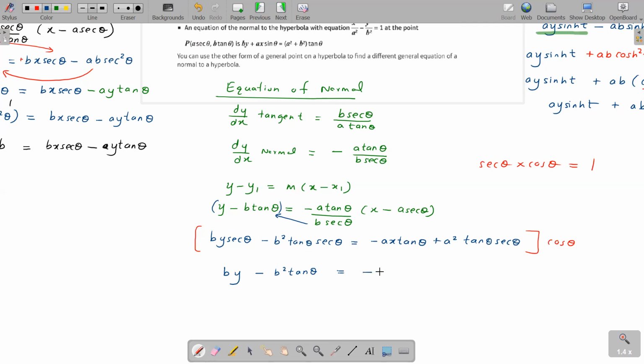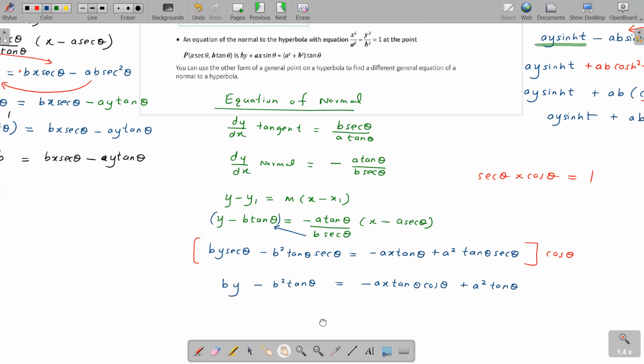This one becomes minus ax tan theta multiplied with the cos theta. Do you agree? The last one, plus a square tan theta, also becomes free because the second cos multiplies to give you 1. Do you understand? Multiplying by cos removes sec in so many places. Sec was in 3 places, and all of them are removed just because you multiplied by the cos. So now it's a matter of rearranging.